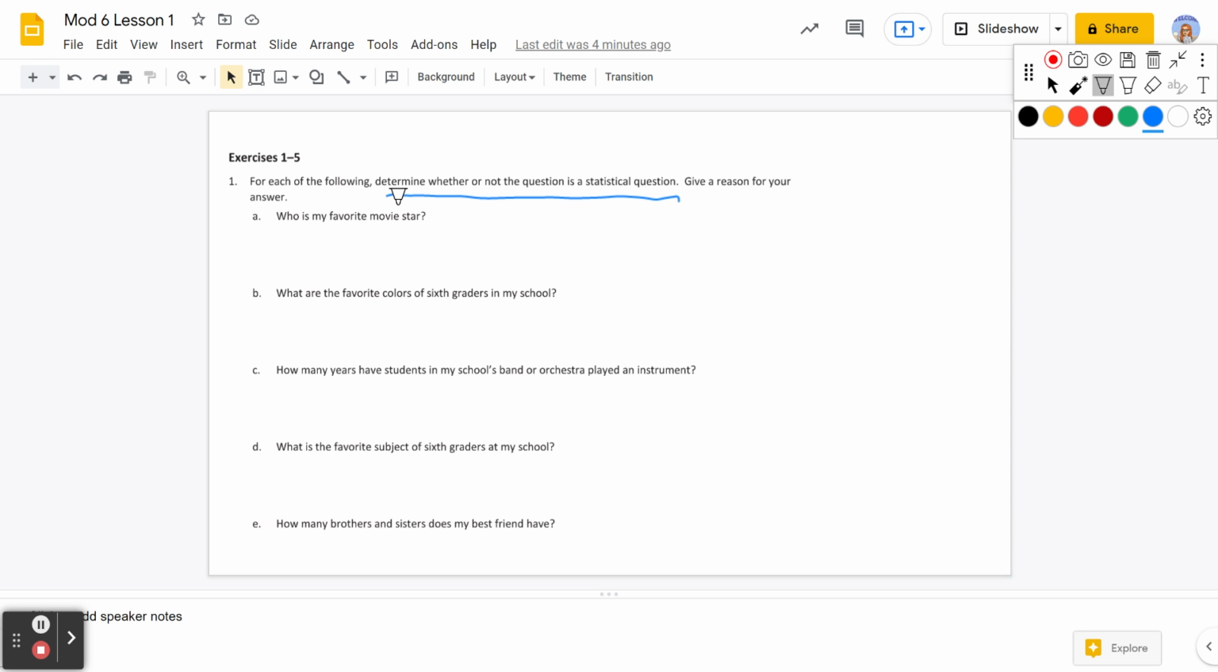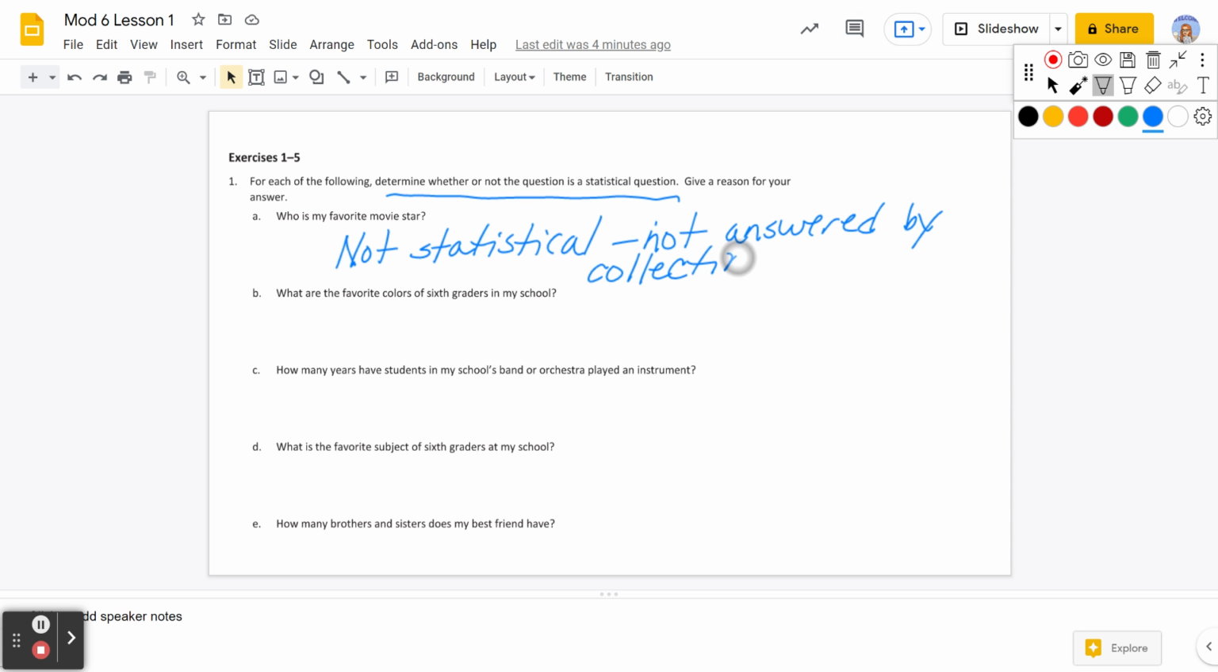So who is my favorite movie star? This is not a statistical question. So you would put not statistical. And it's not statistical because it is not answered by collecting data, and there's only one answer. Okay, so you would put not answered by collecting data. And there's one answer.